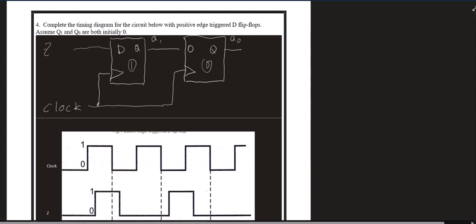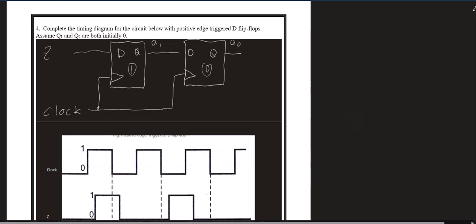That you have on your homework that's due, I think, tonight? Yeah. Okay, so this says complete the timing diagram for the circuit below with the positive edge triggered D flip-flops. Assume Q1 and Q0 are both initially 0.